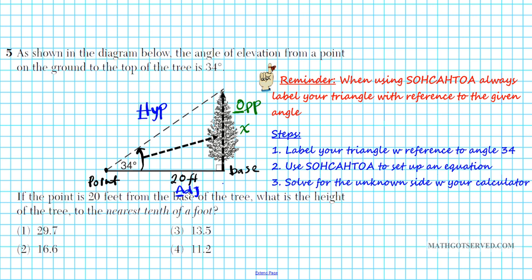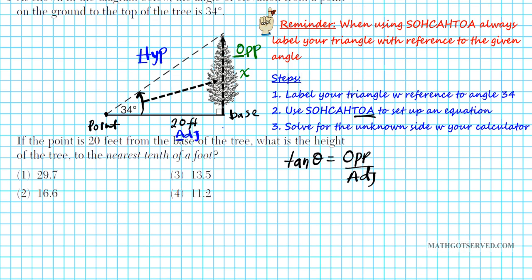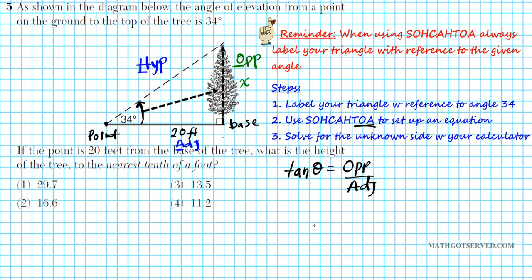OA, OA, OA. So which ratio in SOHCAHTOA has O and A? It's TOA, right? So that tells us to use which trig ratio. We're going to use tan, the trig function tan theta equals opposite over adjacent. That is what TOA means, right? Okay, so let's apply TOA to this triangle. We have tan theta, which is 35 degrees, is equal to the opposite, which is x, over the adjacent, which is 20. To isolate x, multiply both sides by 20.